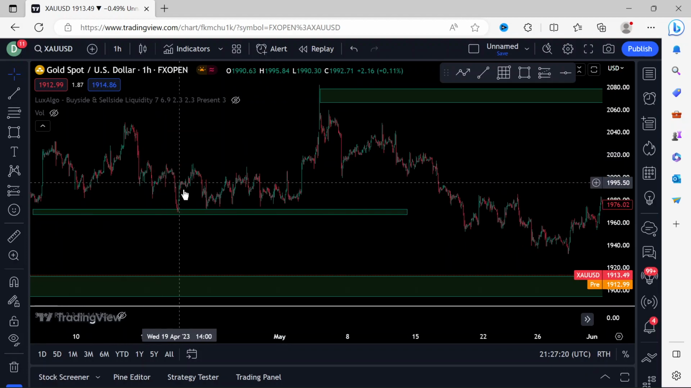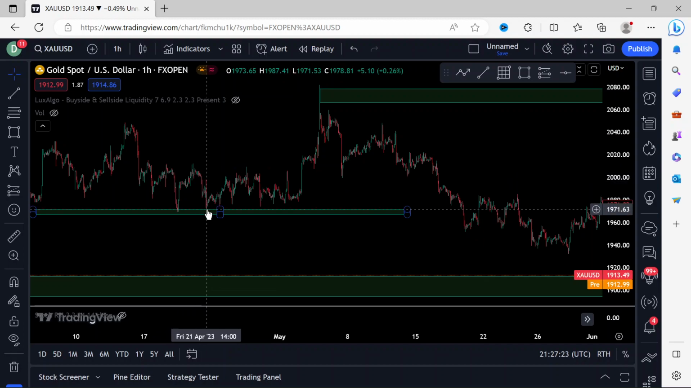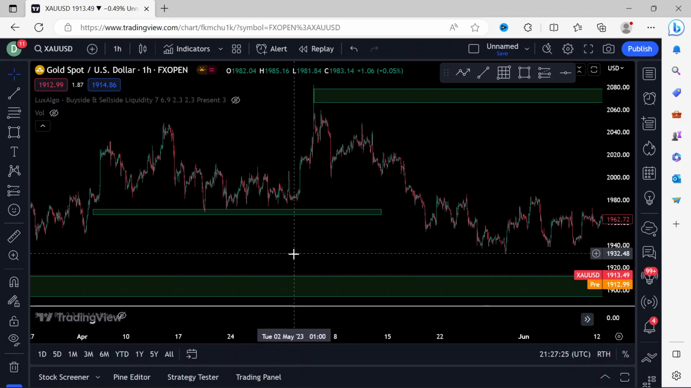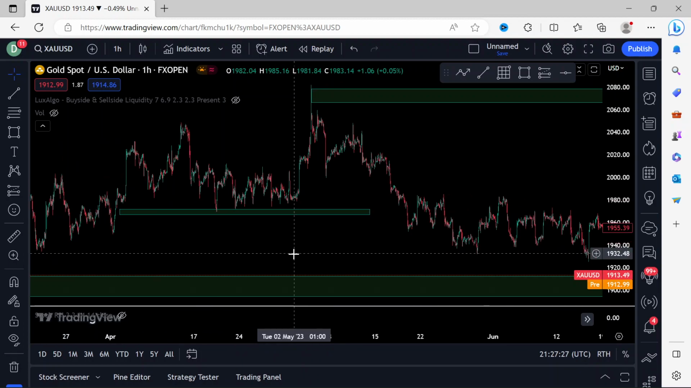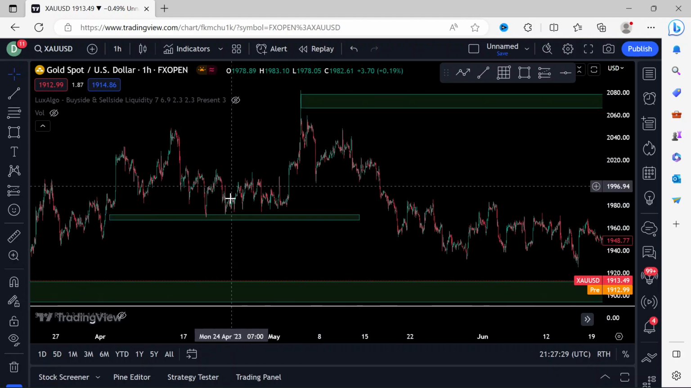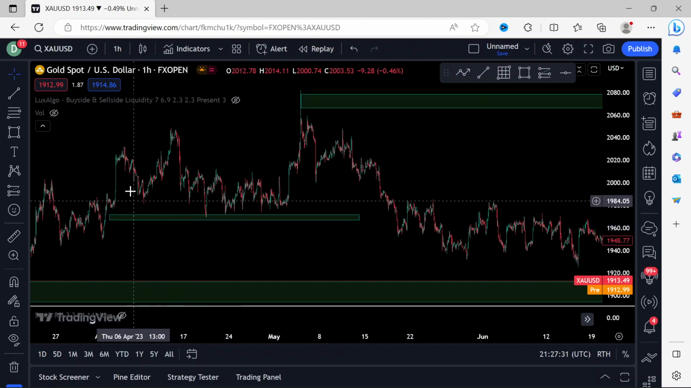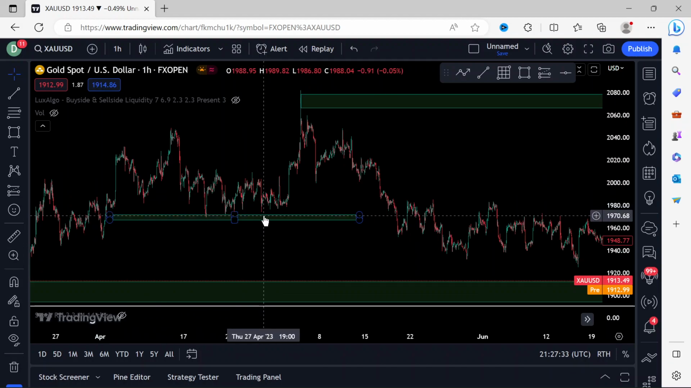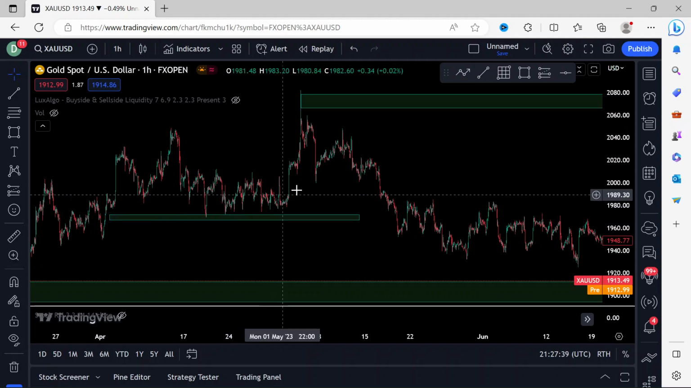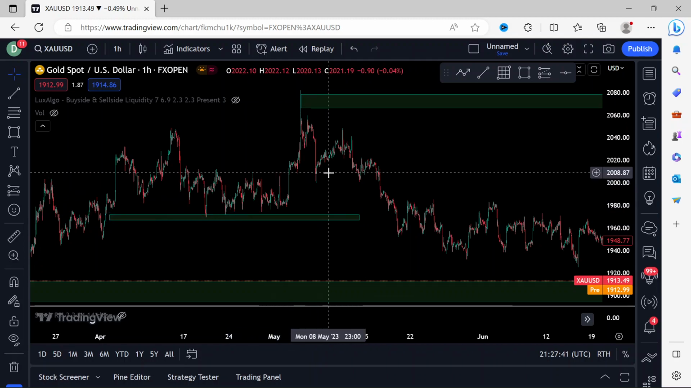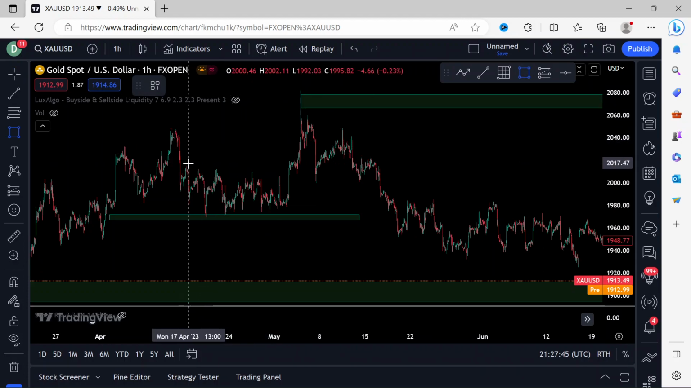As price comes, hits the support, goes up. So this is a significant support zone, as price is failing to break this particular zone and has tested this particular demand zone so many times. So this is a significant support zone. We can also find significant resistance zone here.